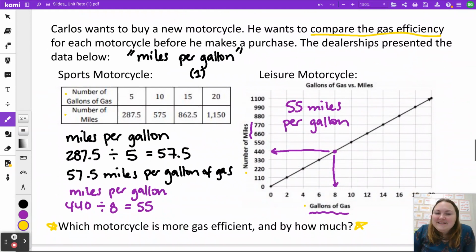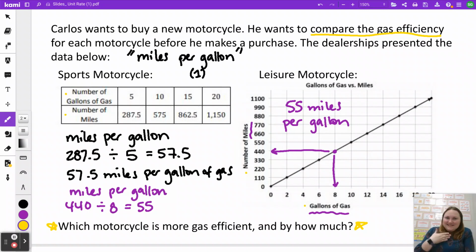Here, with gas efficiency, think about what this means. Would you rather go more miles with 1 gallon of gas or less miles with 1 gallon of gas? Well, I'd rather go more miles. If I can go more miles with 1 gallon of gas, it means I have to go to the gas station less and I save money. Here, in this situation, a bigger number is more gas efficient. A bigger number is what we want because it means you get more miles from that 1 gallon.